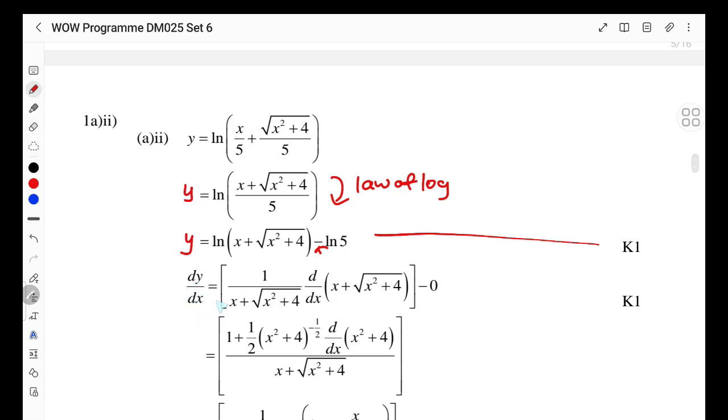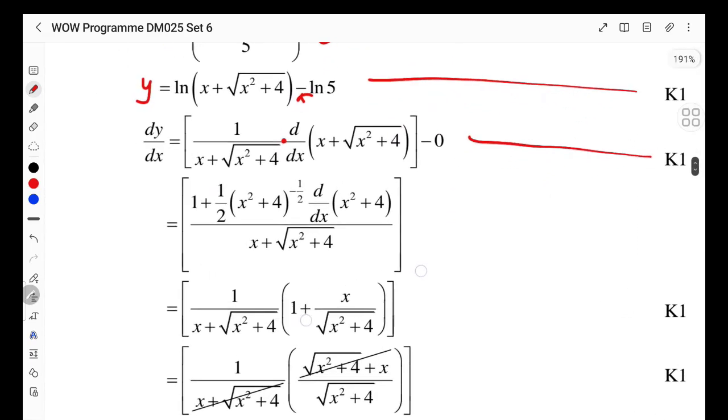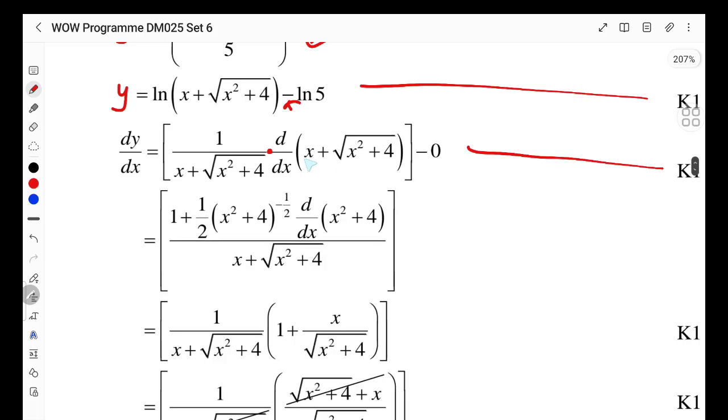dy over dx equals, differentiate ln, so 1 over the bracket here, 1 over x plus square root of x squared plus 4, times you differentiate inside the bracket, minus 0. Since you differentiate a constant, you will get 0. So this is the second mark. And then you need to differentiate this thing, x plus square root of x squared plus 4.